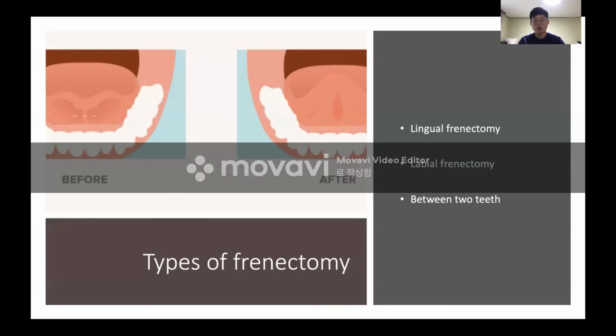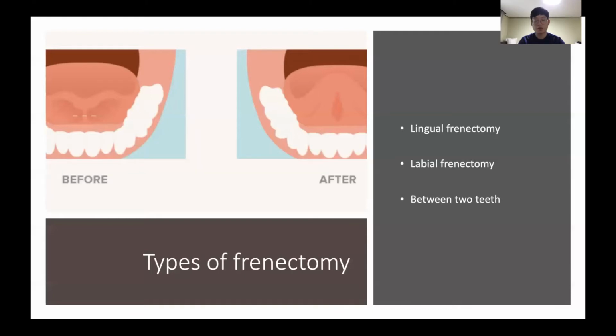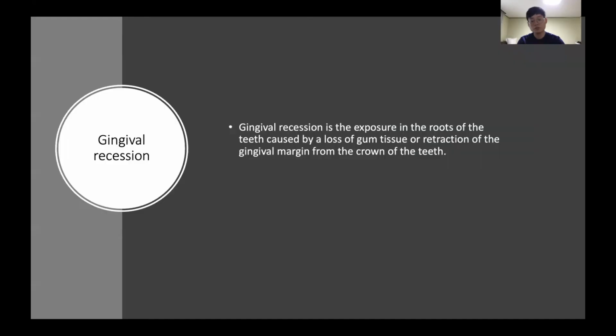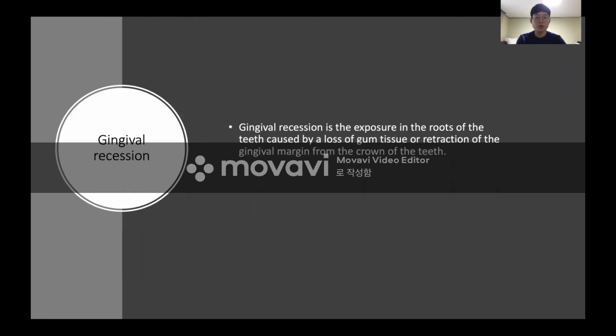The last one is the one used between two teeth. Frenectomy can also be performed to remove a section of tissue that attached to the gingival tissue between two teeth. Now we have known the basics and types of frenectomy, we have to know about gingival recession.